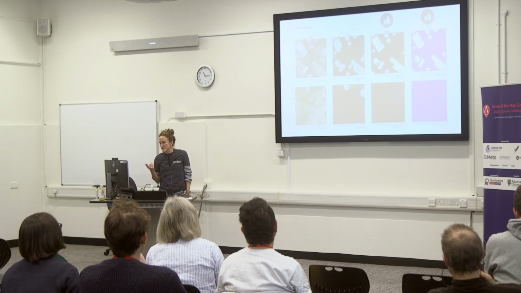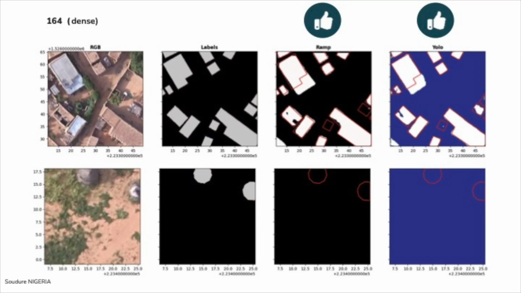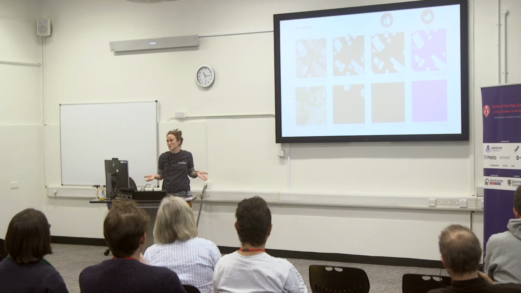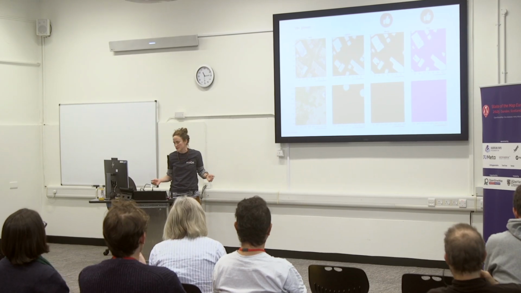So this is another dense area where both are supposed to work well. And also, again, they miss this building. And these are round huts, which are not seen. Probably they haven't seen them at all, so they don't see them in the prediction either.